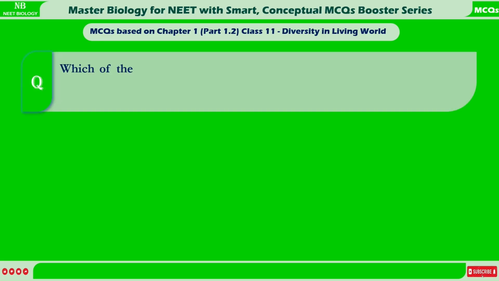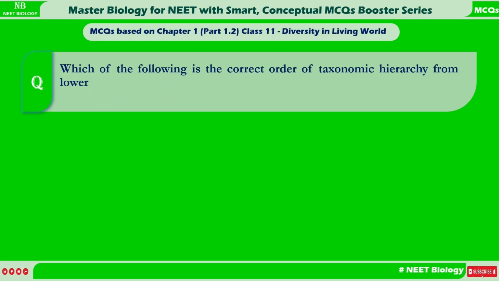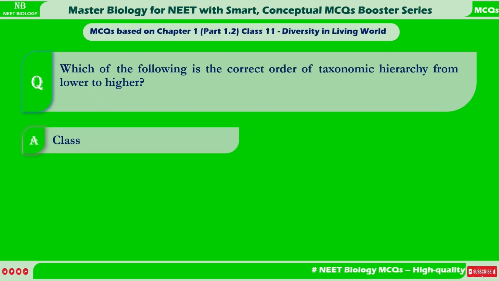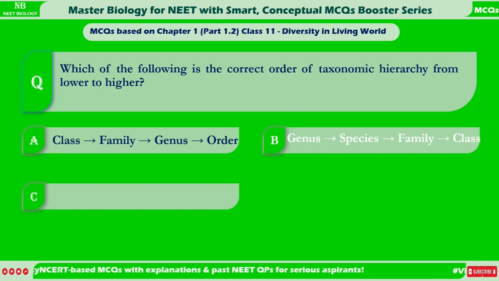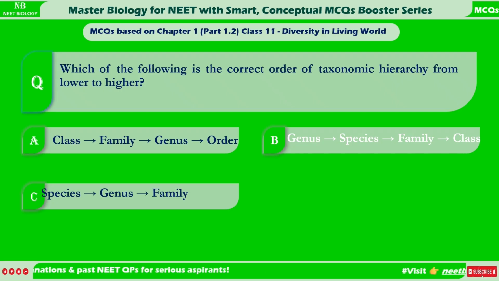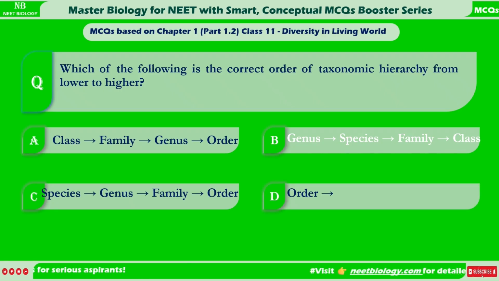Which of the following is the correct order of taxonomic hierarchy from lower to higher? A. Class, family, genus, order. B. Genus, species, family, class. C. Species, genus, family, order. D. Order, family, class, phylum.